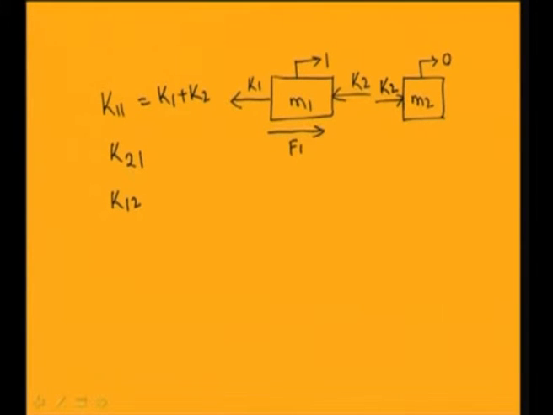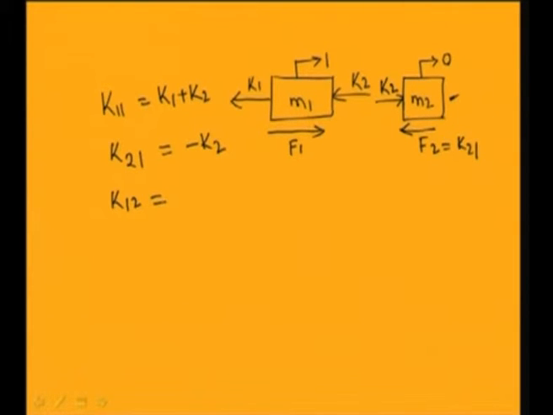K21 is the force required at 2 to have unit displacement at 1. Already we have written that for unit displacement at 1 and 0 displacement at 2, this is the free body diagram. From this free body diagram we have found that the mass M2 is subjected to a force K2. So to have 0 displacement here, one has to apply a force F2 which is equal to K21. This force is applied in the opposite direction, so it will be equal to minus K2. So K21 equals minus K2.